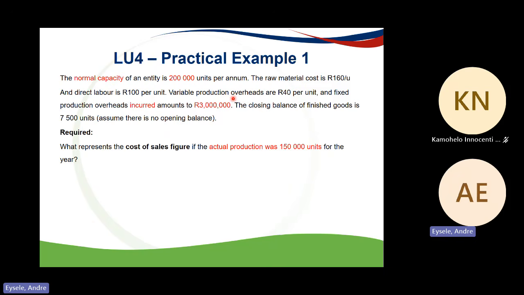They also tell us that the closing balance of finished goods is 7,500 units. Assume there are no opening balances. So we will value 7,500 units at the end of the year according to our cost. So 3 million divided by your 200,000 units, colleagues, that is your allocation rate for your fixed overheads, which is 15 Rand.